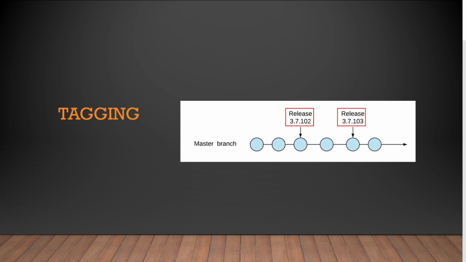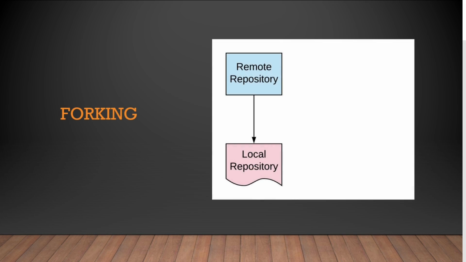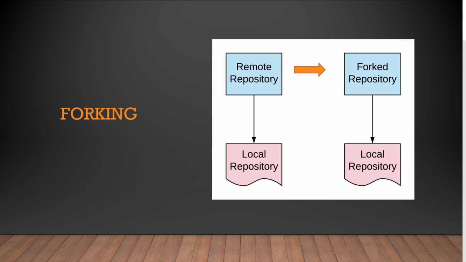Forking. Forking creates a new copy of the repository on the server. When you fork an existing repository, you will get your own remote repository that only you have access to. Forks are used to either propose changes to someone else's project or to use someone else's project as a starting point for your own idea.